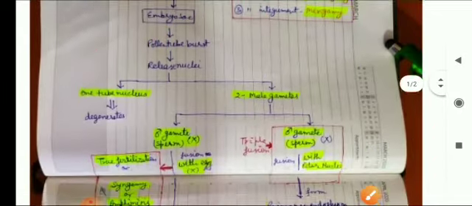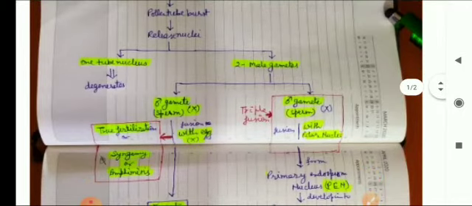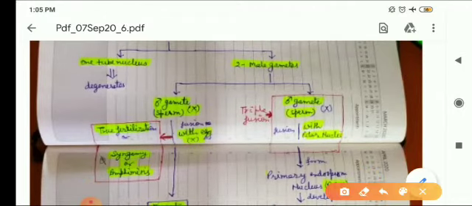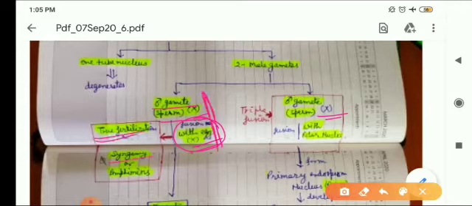Now two male gametes are released. Both the male gametes, that means sperms, are haploid. One male gamete fuses with the egg. The egg is also haploid. This fusion is known as true fertilization or syngamy or amphimixis, when the male gamete fuses with the egg.